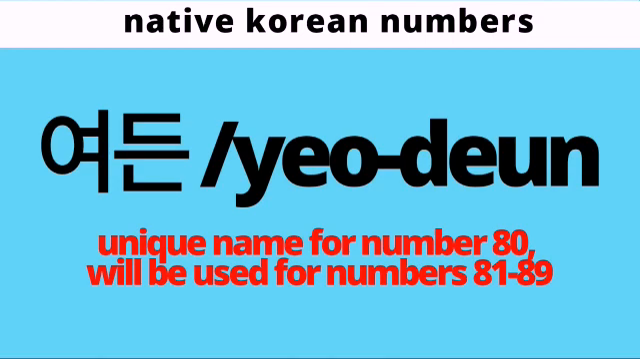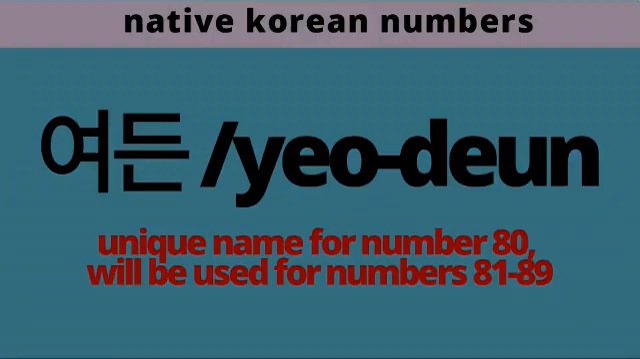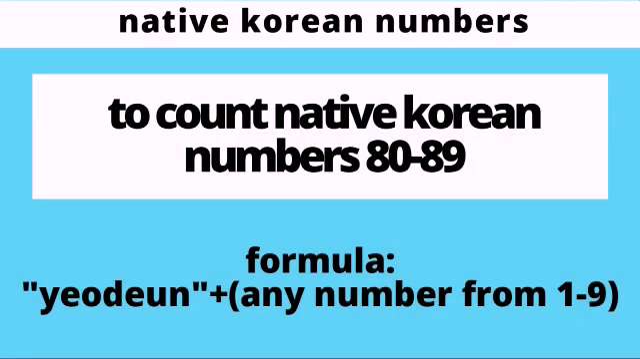Next, to be able to count from 81 to 89, we need to remember Yodun. Yodun is the unique name for 80. And so, we'll be adding this to the other terms to form numbers from 81 to 89. So how exactly is it done? We just have to follow this formula: Yodun plus any number from 1 to 9. For example, we chose number 2 again, which is Dul. So Yodun plus Dul is just 82. So Yodun is 80, Dul is 2. So 82 is Yodun Dul.